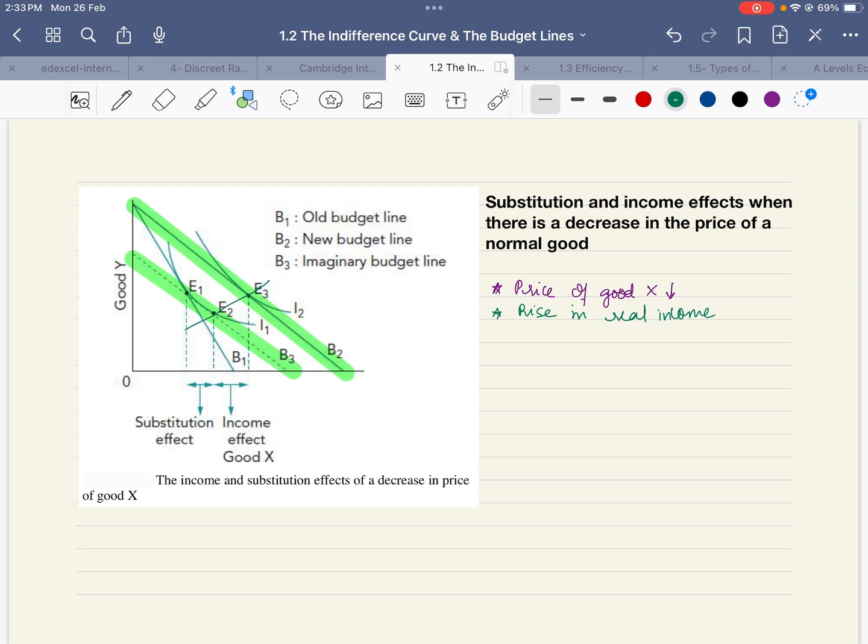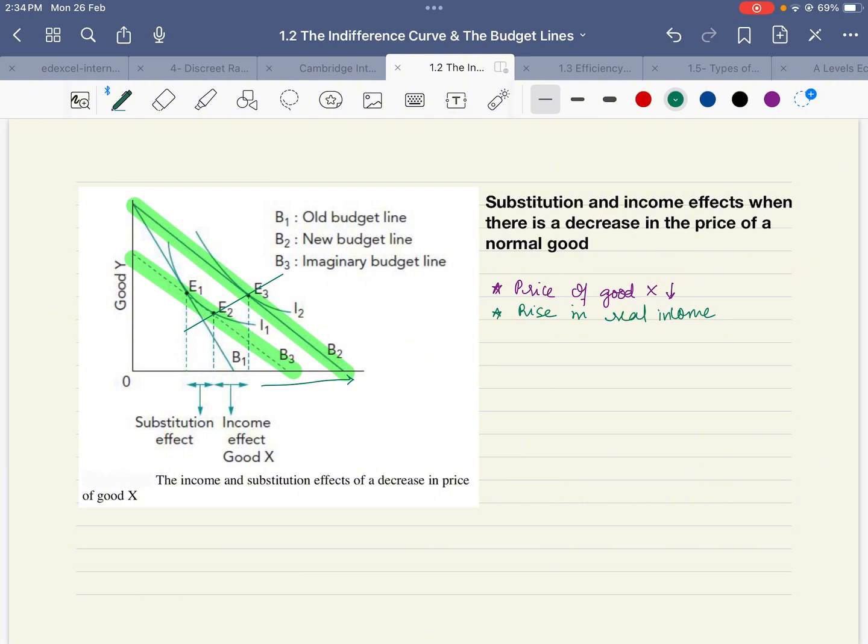The income effect is from E2 to E3. Why from E2 to E3? Because the budget line has moved from B1 to B2, right? It has moved from B1 to B2 and not the other way around. The price has decreased, so the budget line has moved outwards. That's why the income effect is from E2 to E3.